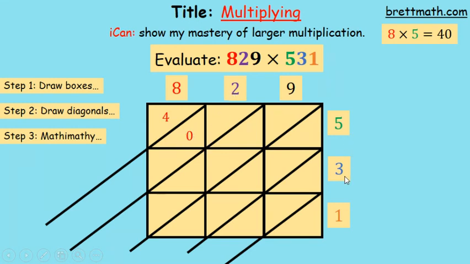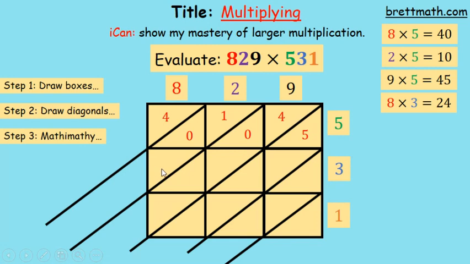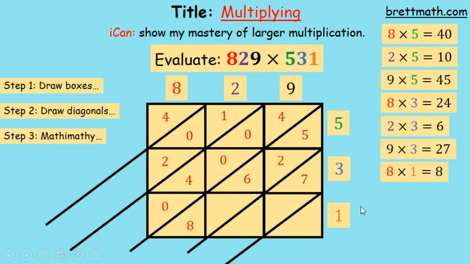2 times 5 is 10, so that's 1 ten, 0 units. 9 times 5, 45. 4 tens, 5 units. Okay, you're getting the gist of this, aren't you? But we're on this bottom part, so it's the same as before. 8 times 3, which is 24. 2 tens, 4 units. And you just keep doing the same thing over and over and over again, until you fill out all of your boxes.